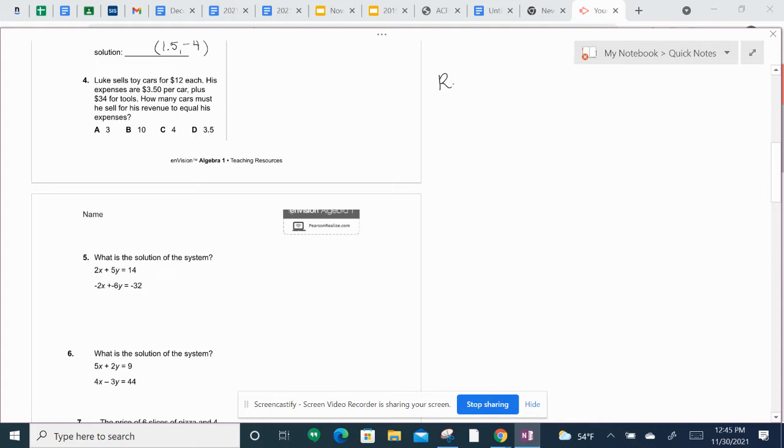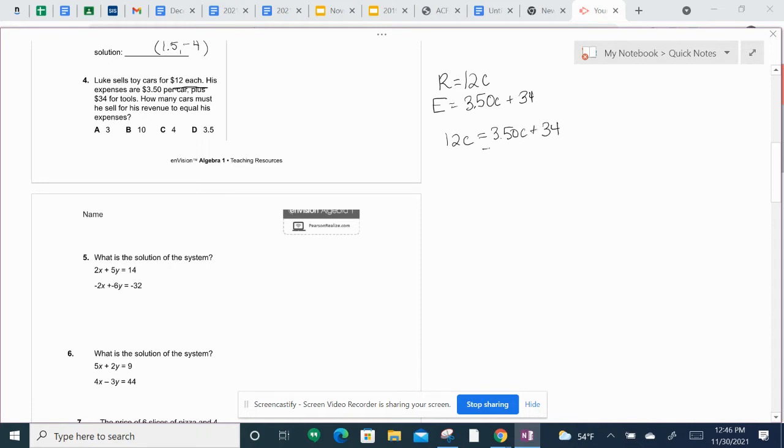So when I look at his revenue, how much money he's making, I see it says he's making $12 per car. So $12 times however many cars he makes will be the amount of money he's taking in. His expenses, on the other hand, are $3.50 per car plus the $34 he had to spend on tools. So now I'm going to figure out, when does revenue equal expenses? In other words, when does 12C equal 3.50C plus 34?